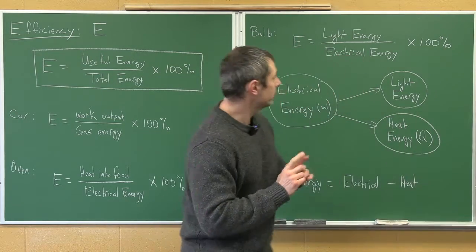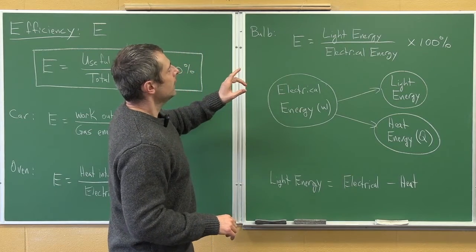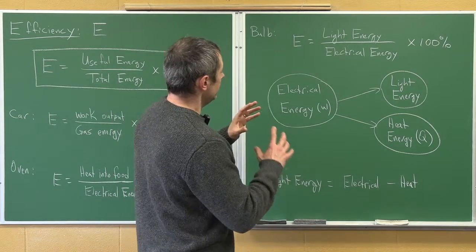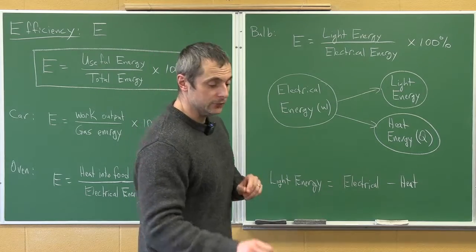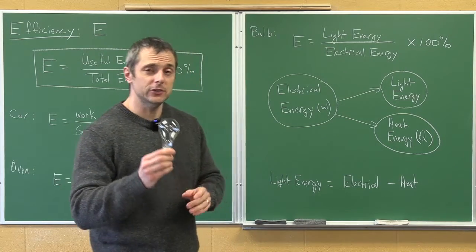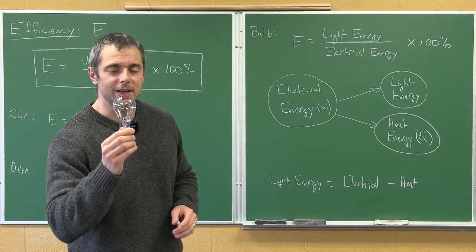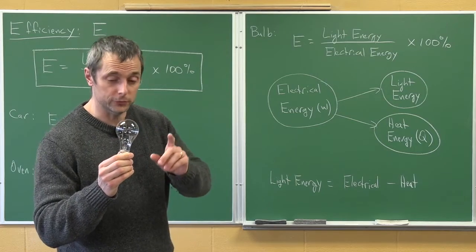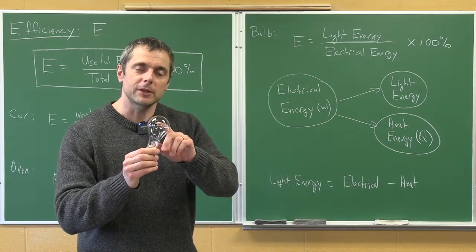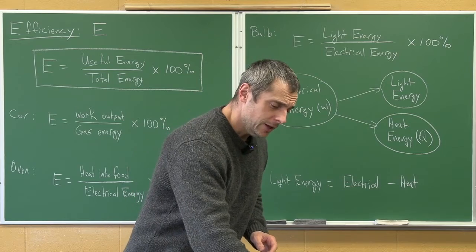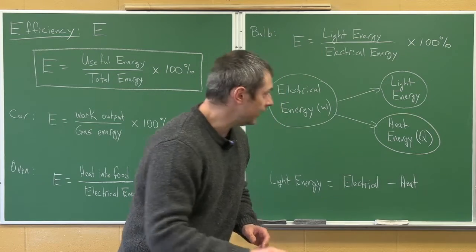Okay, so one more example, a light bulb. What we're going to do in this video is determine the efficiency of an old style incandescent light bulb, not an LED bulb or a fluorescent bulb, one that has a filament and produces light. So like the really old fashioned kind of lights, not the modern.